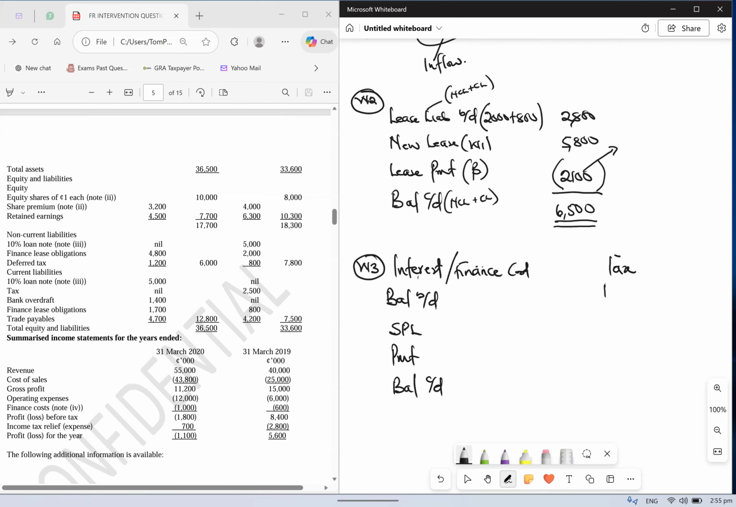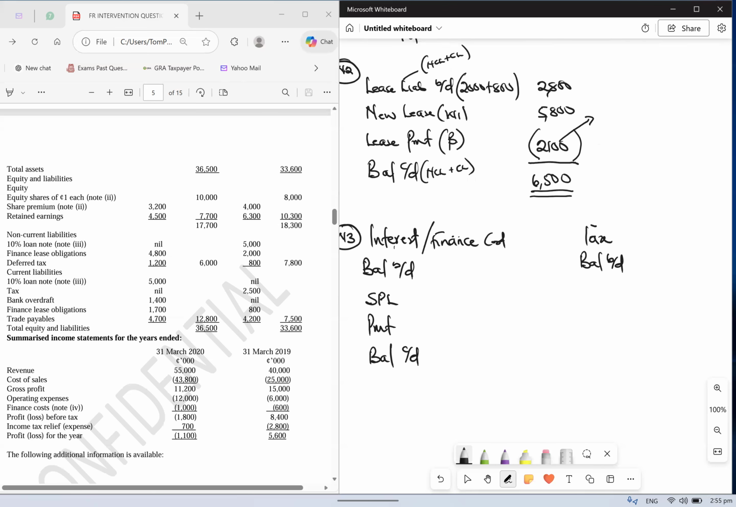Tax 2, you should check your balance brought down. Remember, tax is made up of CT and DT. So go and look for your CTs and DT and add them. Then tax will increase by the one that is in your P&L, and it will decrease by your payment. Then you also get your balance carried down.